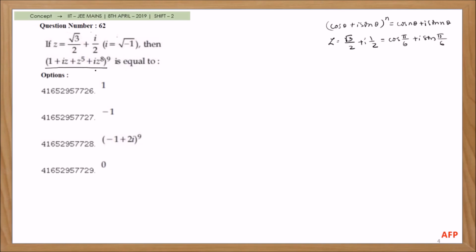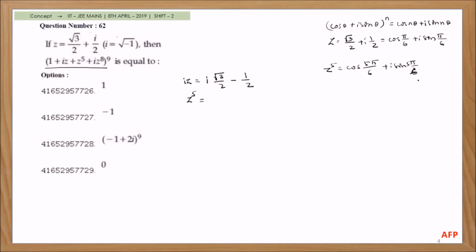This you can write, so first we will write z, where i into z is equal to i square root of 3 by 2 minus, so i square is minus 1, 1 by 2. So this one value we got. So i raised to 5, how we can write? So i raised to 5 you can write it as cos 5 pi by 6 plus i sin 5 pi by 6.